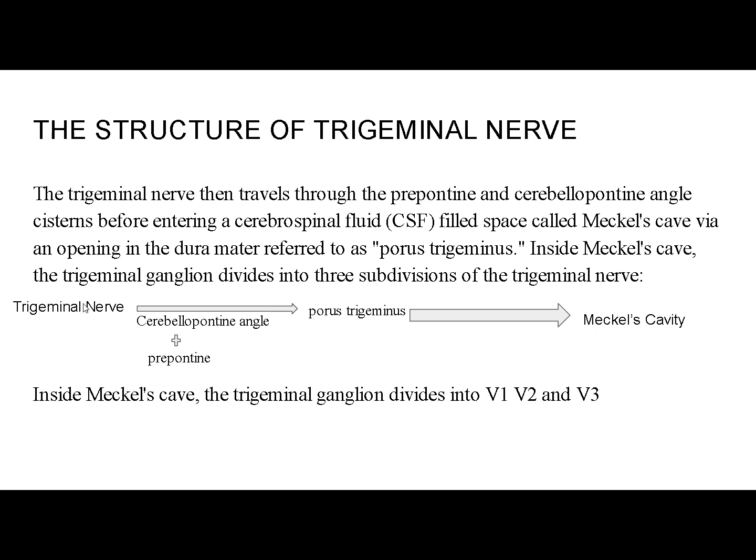As you can see here, I have shown a flow chart to simplify this paragraph. So as you can see, the trigeminal nerve passes through cerebellopontine angle and peripontine to lead into porus trigeminus, which it then passes through to reach Meckel's cavity.